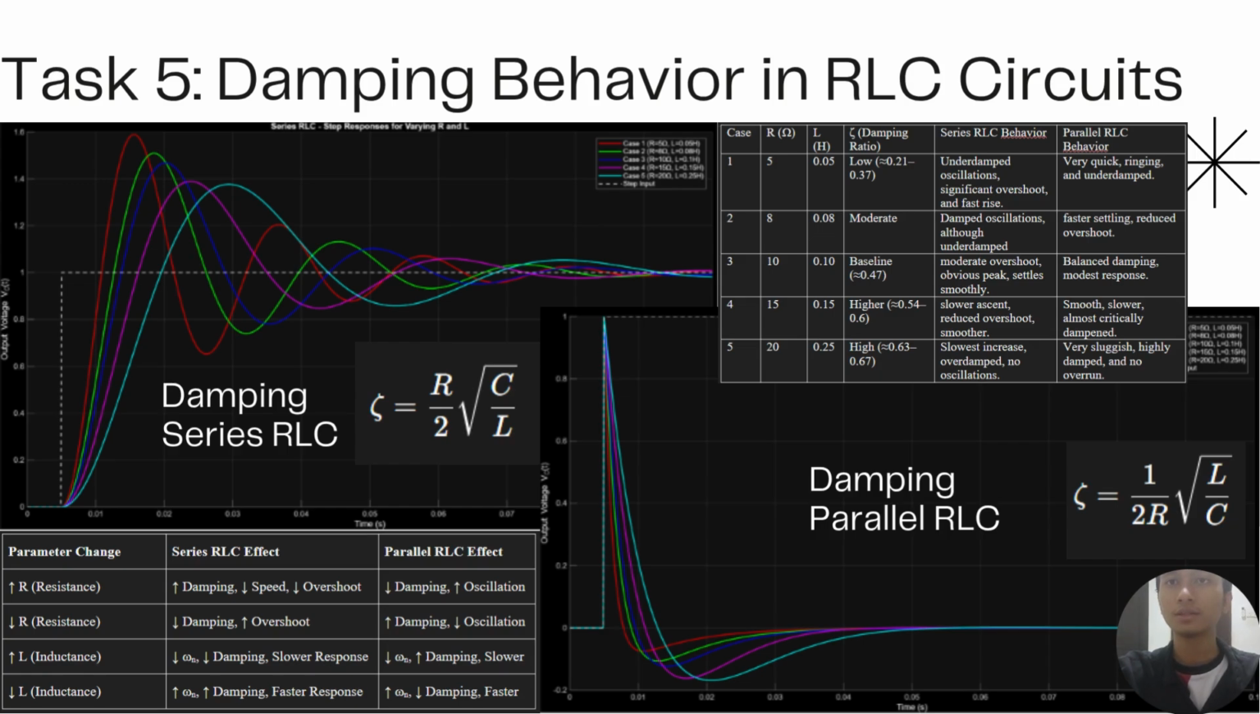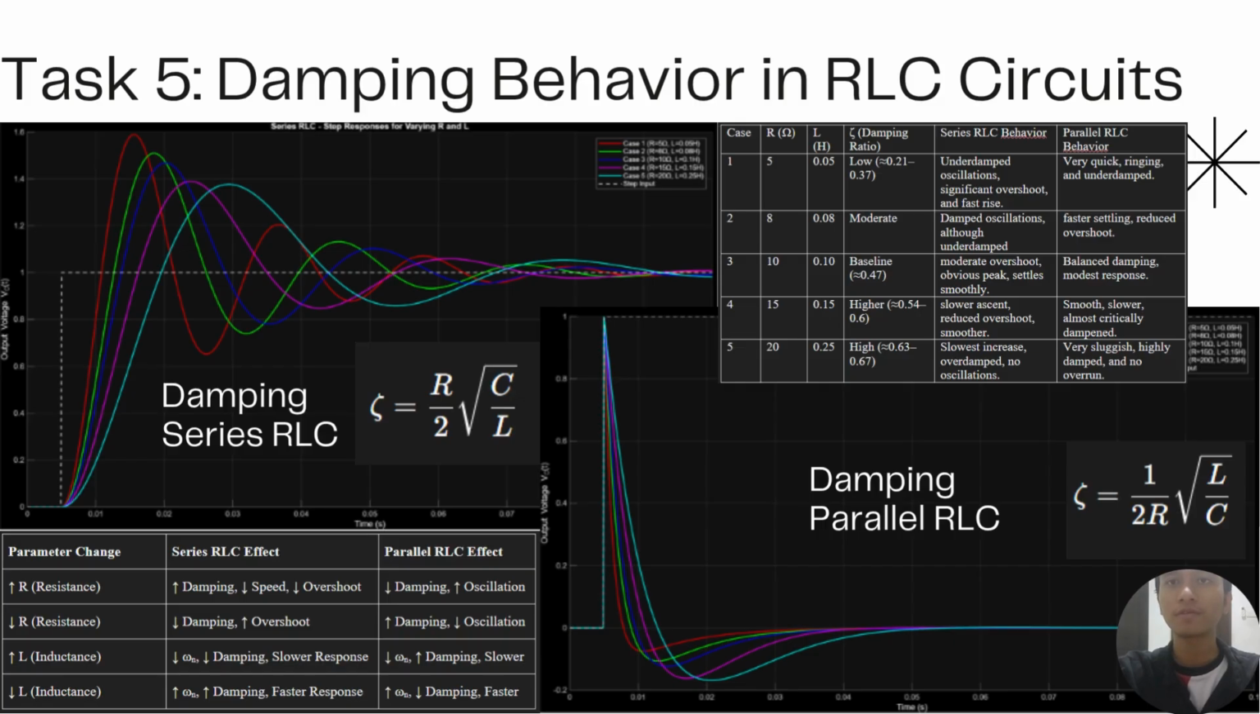The damping ratio, lambda, is a key parameter that tells us whether a system is underdamped, critically damped, or overdamped. In a series RLC circuit, increasing resistance increases lambda, making the system more stable but slower. However, in a parallel RLC circuit, it's the opposite. Increasing resistance actually reduces damping and causes more ringing.